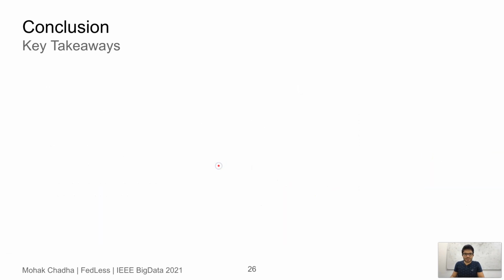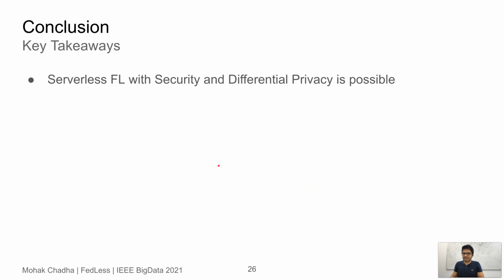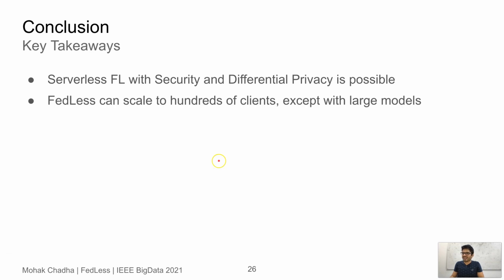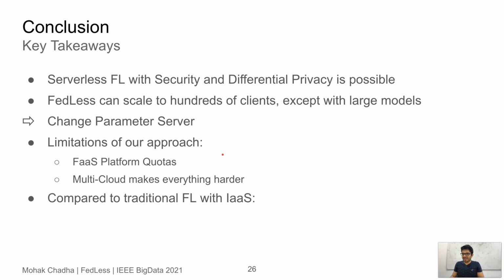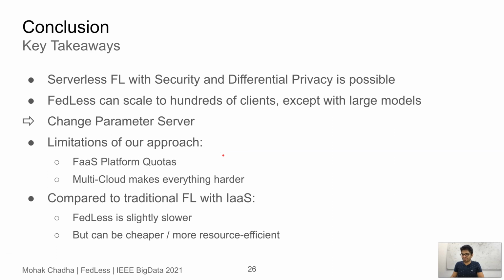So to conclude, serverless FL with security and differential privacy is possible across a fabric of heterogeneous FaaS providers. FedLess can scale to hundreds of clients for small models, not currently with large models. We already know a reason for this. And so the current limitations of our approach are that different FaaS platforms have quotas for functions, for example, the amount of memory that can be allocated and a specific amount of runtime. And multi-cloud makes it harder to have a common system. Compared with traditional IaaS, we found that FedLess is slightly slower, but it can be cheaper and more resource efficient.